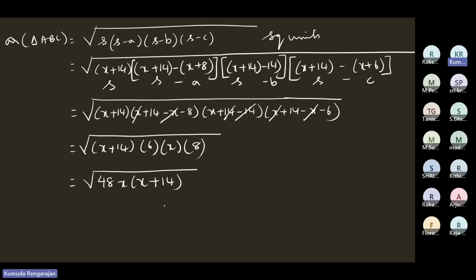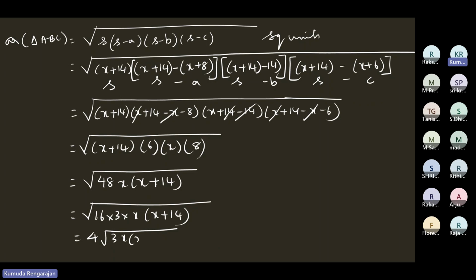You can just rearrange and write it like this. Now, 48 is actually what, 16 threes are 48. So you can write 48 as 16 into 3 into x plus 14. So 16 comes out as 4. Even if you stop here, it's fine, children. This step is optional. 4 and then square root of 3x into x plus 14. You can write 48 as 16 into 3, and 16 comes out of the square root as 4. So we have 4 into square root of 3x into x plus 14 square units, centimeter square. This is the area of triangle ABC.